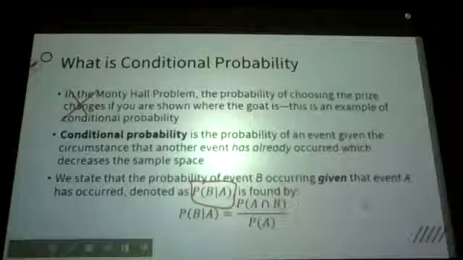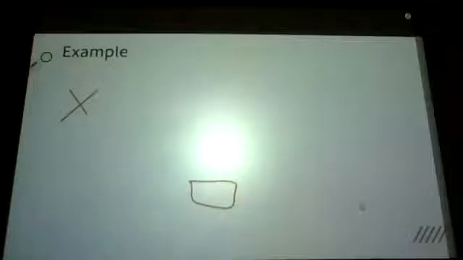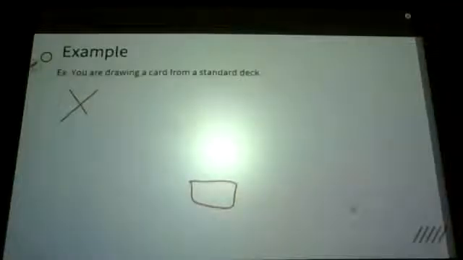So there are different ways of doing this. We can either solve conditional probability using a formula, or we can solve it by reasoning out the new sample space and comparing it to the event space that we're interested in. So let's just look at an example here.